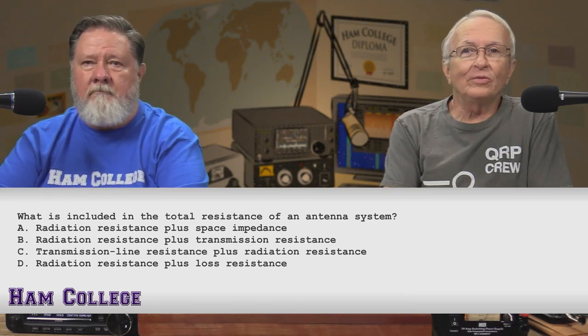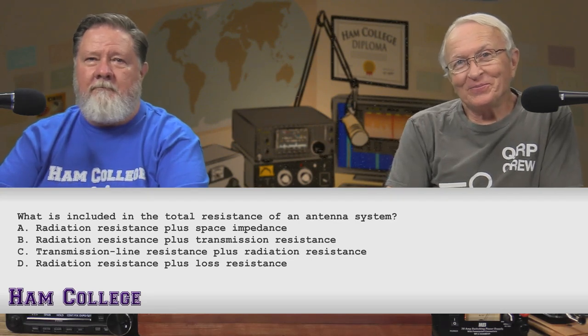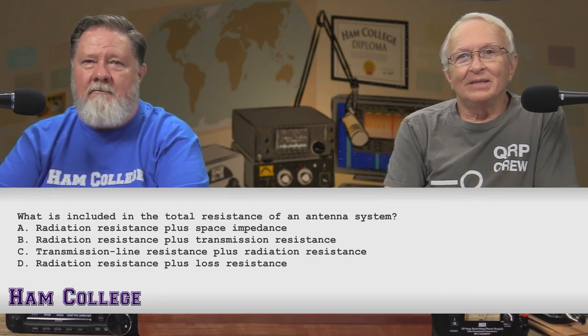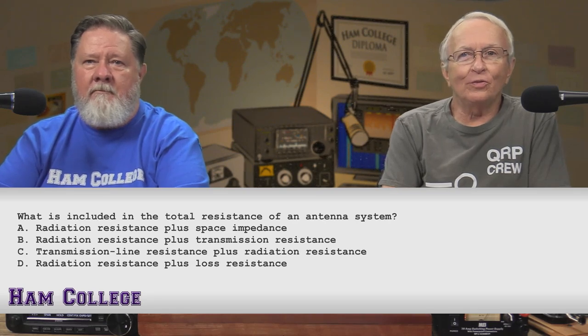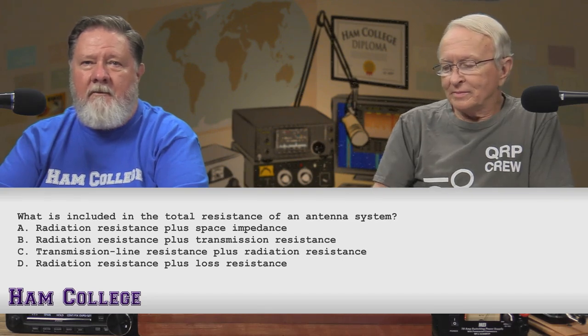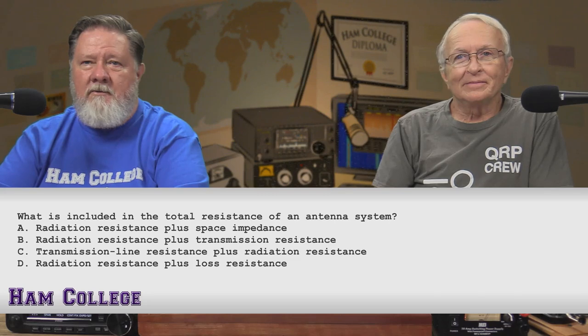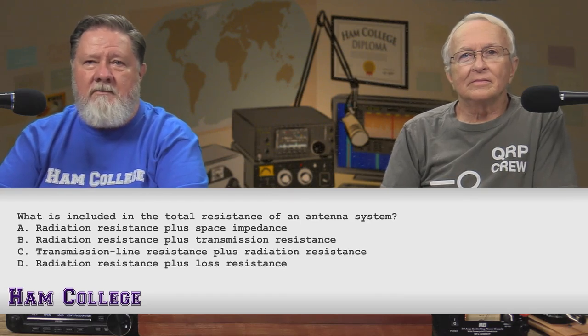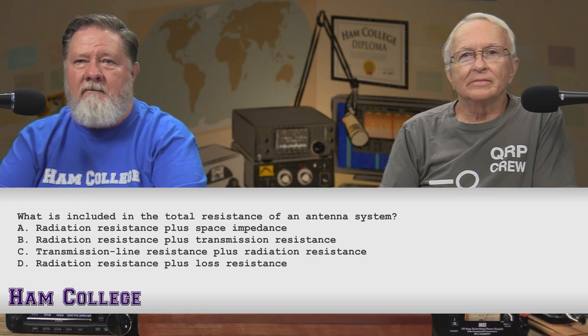What is included in the total resistance of an antenna system? A, radiation resistance plus base impedance. B, radiation resistance plus transmission resistance. C, transmission line resistance plus radiation resistance. Or D, radiation resistance plus loss resistance. So this one's worded a little different. What is included in the total resistance of an antenna system, not just the antenna? A, radiation resistance plus space impedance? No. B, radiation resistance plus transmission resistance? That sounds plausible. C, transmission line resistance plus radiation resistance would be the total resistance of the antenna system.